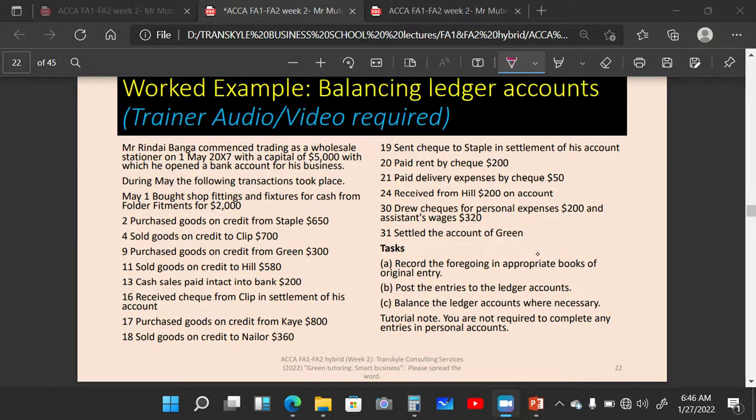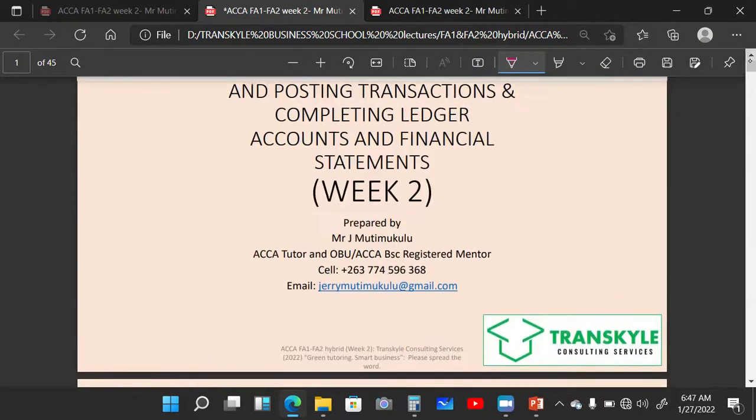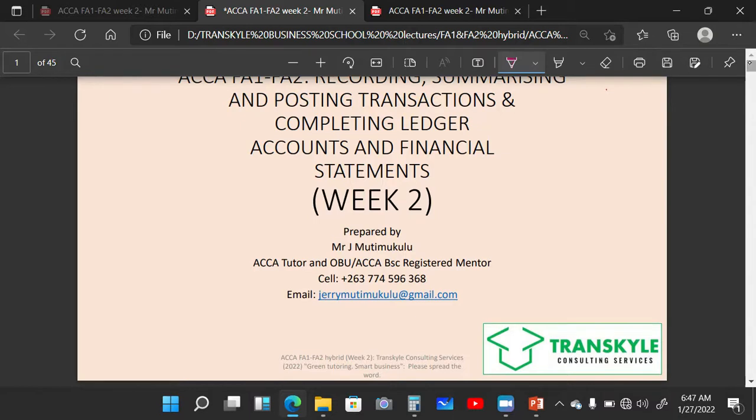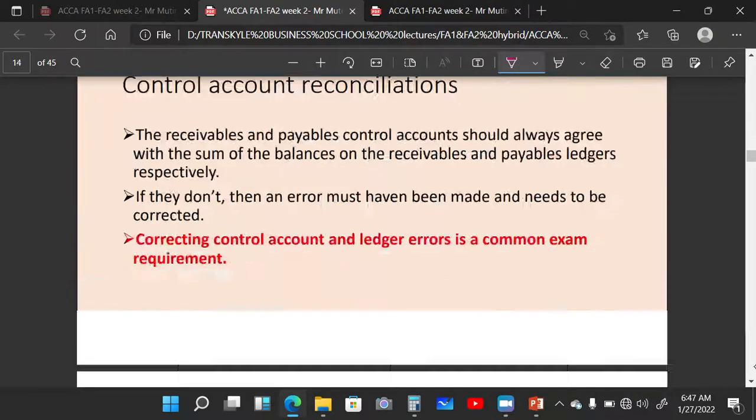Okay, ladies and gentlemen, we are continuing with our lecture on balancing ledger accounts. If you still remember, the main focus of this lecture is on recording, summarizing, and posting transactions and completing ledger accounts and financial statements. So as part of that process, we have to balance our accounts.